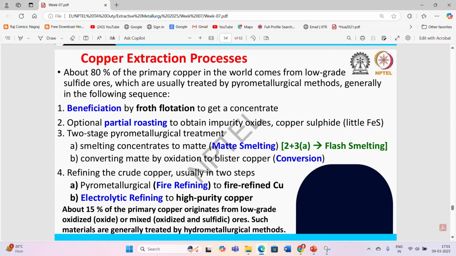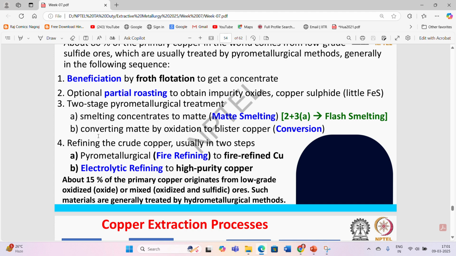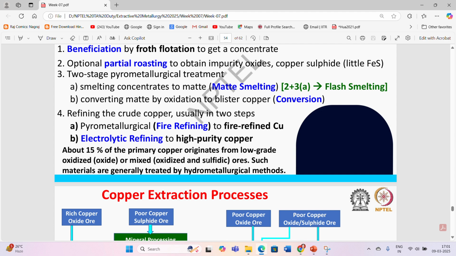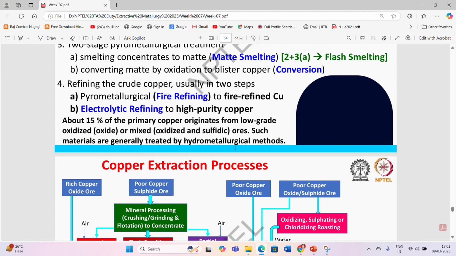So during the oxidation process, what is happening? This Cu2S is getting converted into Cu metal and sulfur dioxide. Then after getting the blister copper, we go for the refining processes for creating the crude copper, which involves two steps. One is pyrometallurgical, known as fire refining, to get fire refined Cu. Then electrolytic refining is there to obtain high purity copper. About 15% of primary copper originates from low grade oxidized or mixed ores. Such materials are generally treated by hydrometallurgical methods.